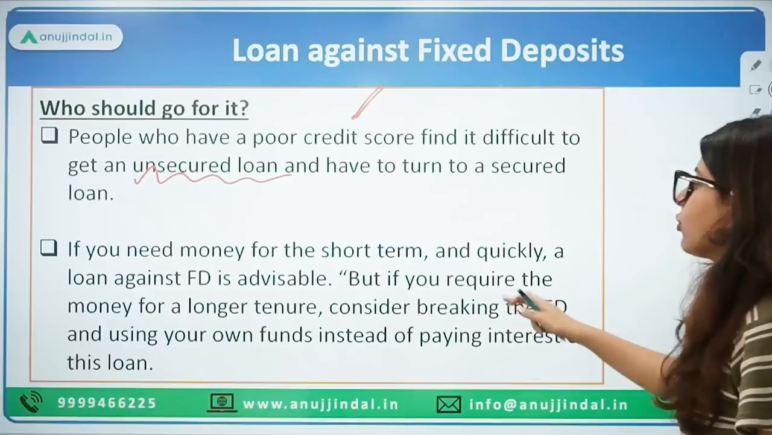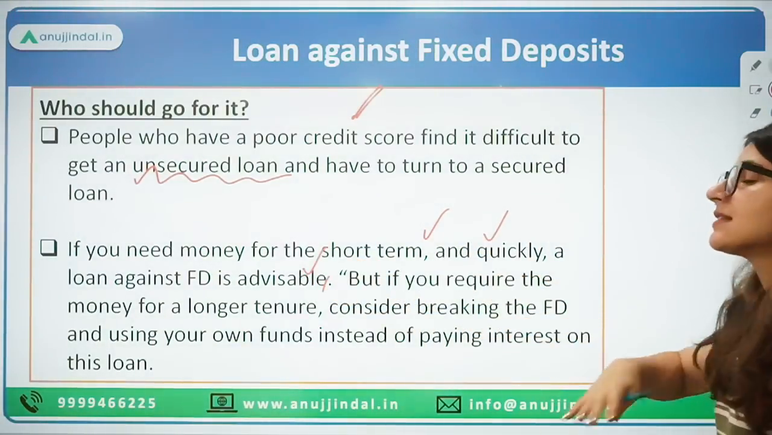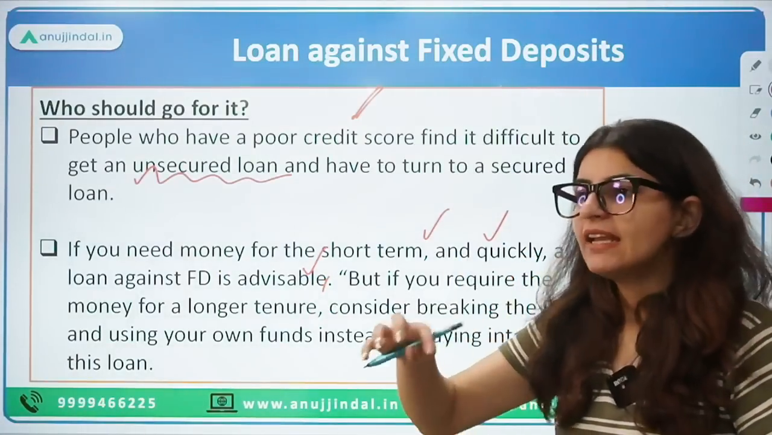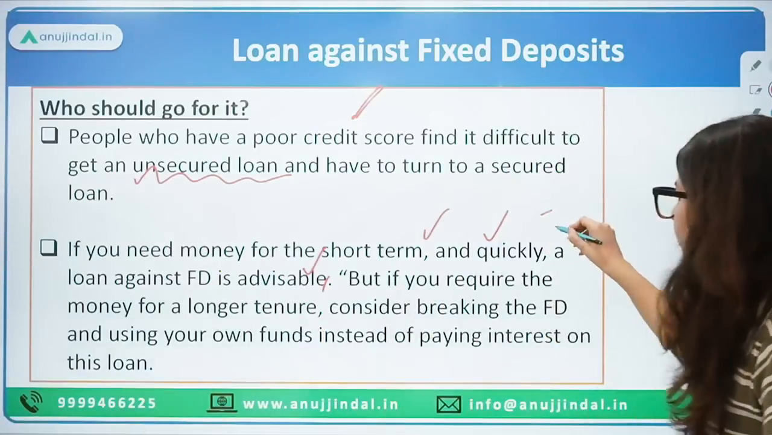Now, if you need money for a short term and quickly, the loan against FD is advisable. But agar zyada lambe tenure ka lena hai and the FD ka rate bahut zyada hai market mein, in that case, if you're taking a loan, let's suppose FD ka rate 7.5% hai.